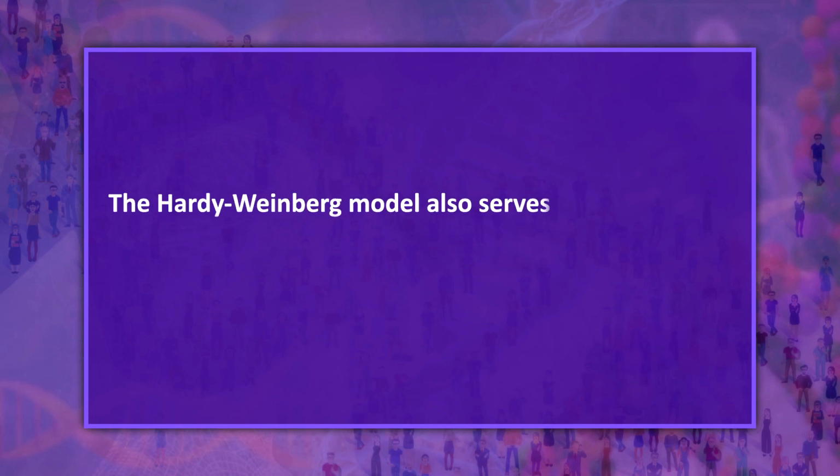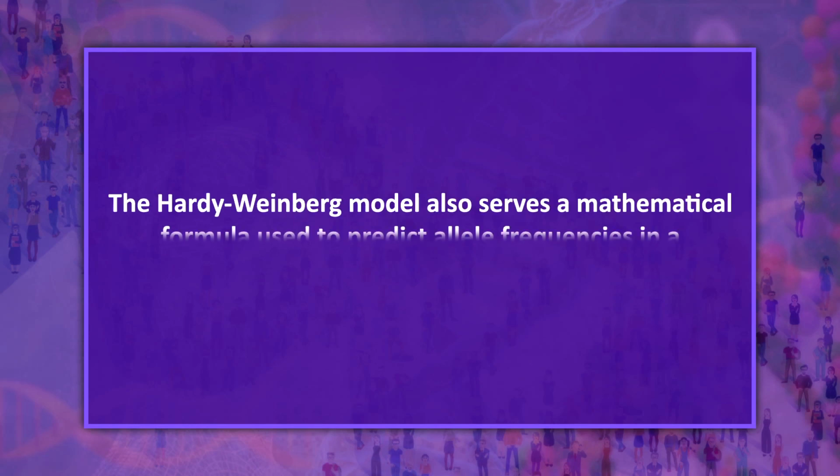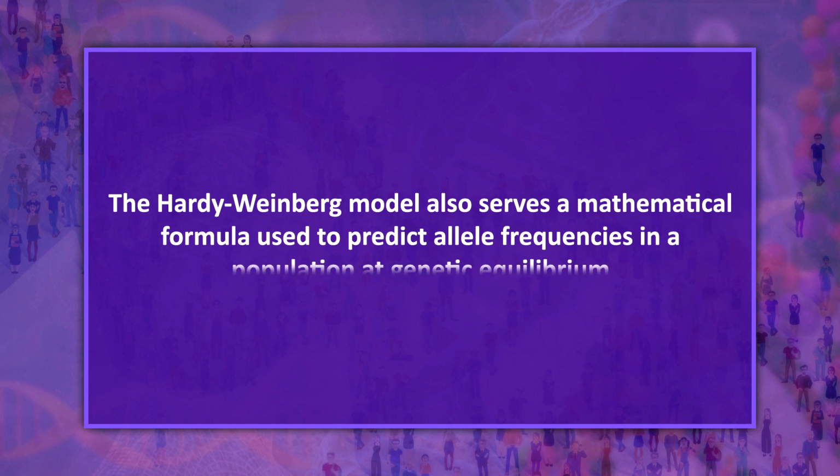The Hardy-Weinberg model also serves as a mathematical formula used to predict allele frequencies in a population at genetic equilibrium. If we know the allele frequencies of one generation, we can use this formula to predict the next generation. Again, this only works if all 5 conditions are being met in a population.